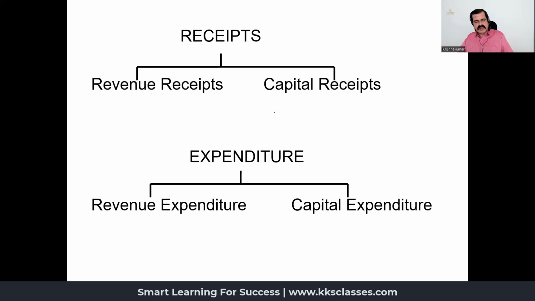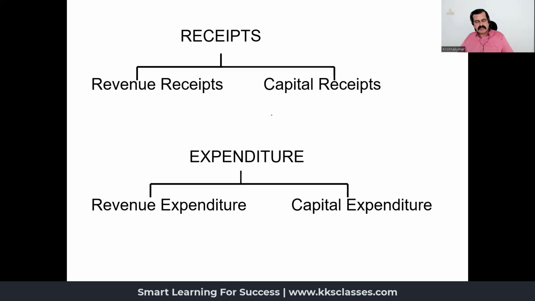Similarly, if you look at expenditure, they are also divided into two kinds. One is revenue expenditure and the other is capital expenditure. Again, revenue expenditure are those which are recurring in nature. Capital expenditure are those which are non-recurring in nature.